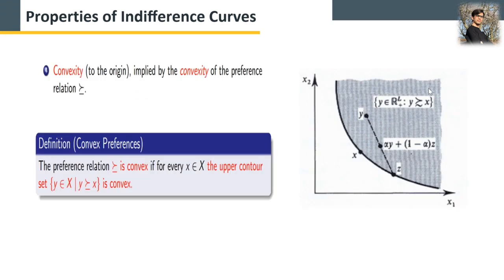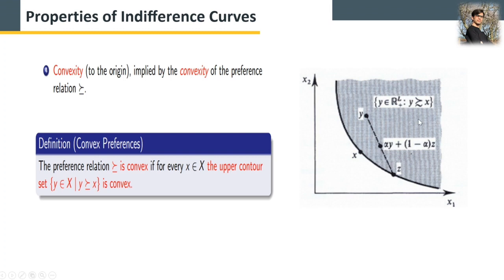And the fourth property that we have for the indifference curve is the convexity to the origin. It is implied by the convexity of the preference relation. What convexity of preference relation means is that the preference relation is convex if for every x, which is a consumption bundle in the consumption set X, the upper contour set, which is the set of Y included in the consumption set such that Y is weakly preferred or at least as good as x, is convex.